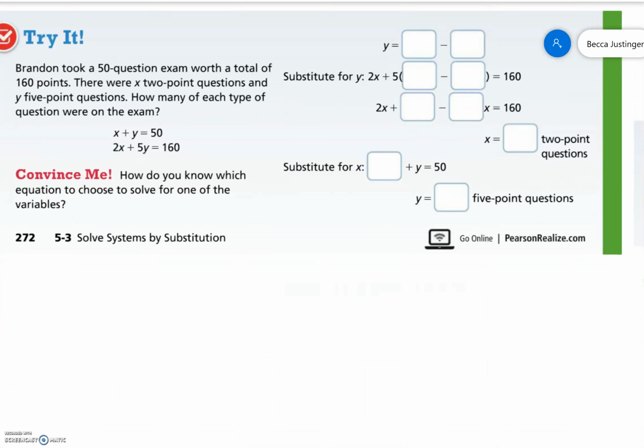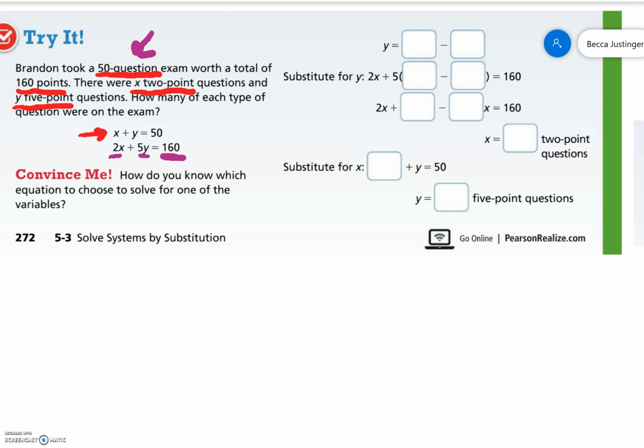Brandon took a 50-question math exam worth a total of 160 points. So there are 50 total questions worth 160 points. There were X 2-point questions and Y 5-point questions. How many of each type of question were on the exam? So X plus Y, the number of X questions and the number of Y questions, is equal to that total, 50. And then talking about the points, X questions were worth 2 points, Y questions were worth 5 points, and they got a total of 160 points.